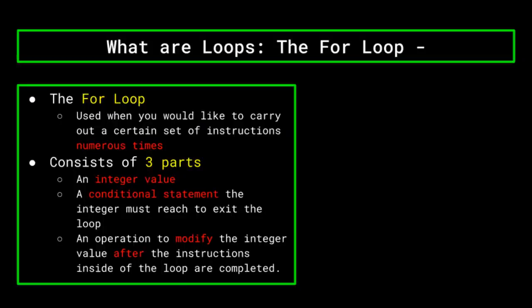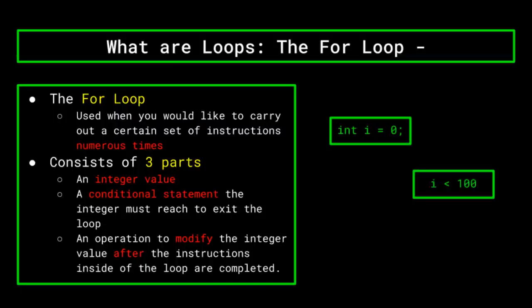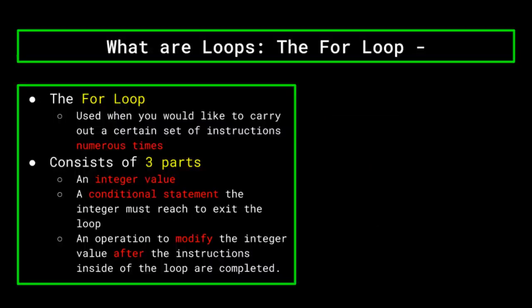The syntax for a for loop varies depending on the language. However, it usually consists of 3 parts: an integer value, a condition which the integer value must meet in order to exit the loop, and an operation to modify the integer value after the instructions inside of the loop are completed. Each time the for loop runs, the operation you set will be performed on the integer, and as long as that integer still meets the condition you set, usually being greater than or less than a constant value, the for loop will continue to run. Eventually, when the integer has been modified by either increasing or decreasing it to the point where it no longer meets the condition, the for loop will terminate and the code will continue to run.